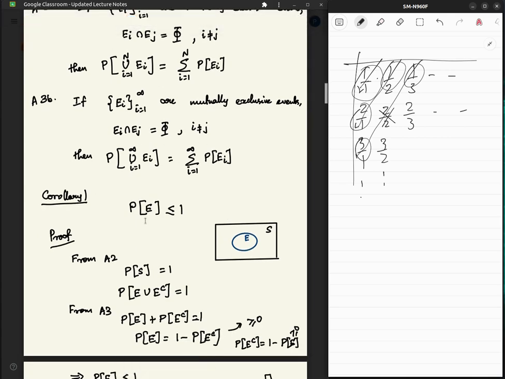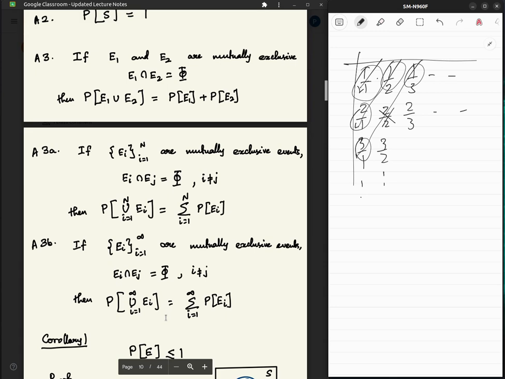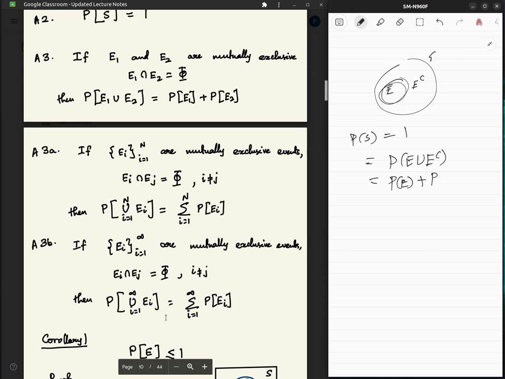Okay, there's a corollary. You know what, I'm not going to look at the proof. So what we have to prove is that the probability of some event is less than or equal to 1. Of course. This doesn't look that bad. Think about it: you've got some event contained in our sample space, and there's the event complement, right? These two are mutually exclusive by definition. It's every element of S which is not an element of E. So these are mutually exclusive, which means the probability of the sample space, which is just 1, equals the probability of E union E complement. So it's just the probability of E plus the probability of EC.